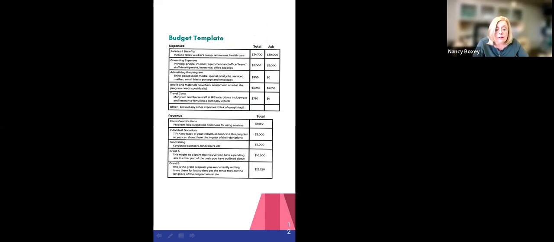So as we start looking at that budget template, you're going to start with your expenses, and is there any revenue to the project? Starting with expenses, does your project have salaries and benefits? Do you need to hire people? If it's a mobility project, do you need to hire drivers? Do you need to hire a dispatcher? Do you need to have those people in place? And what are all those costs associated with the employees?